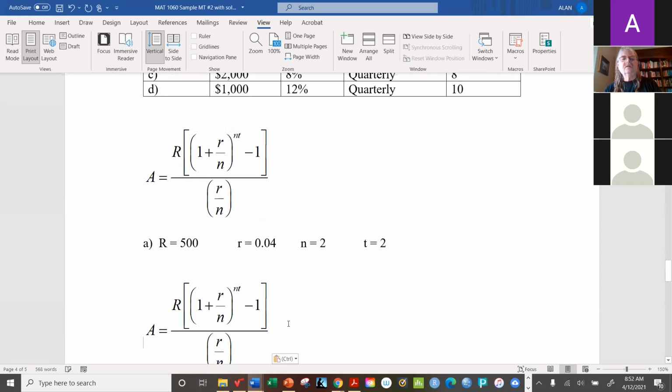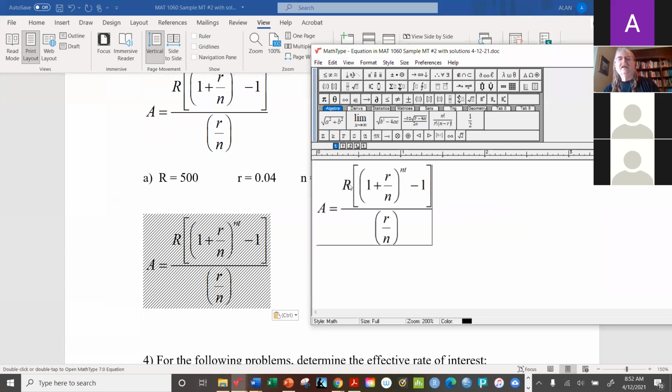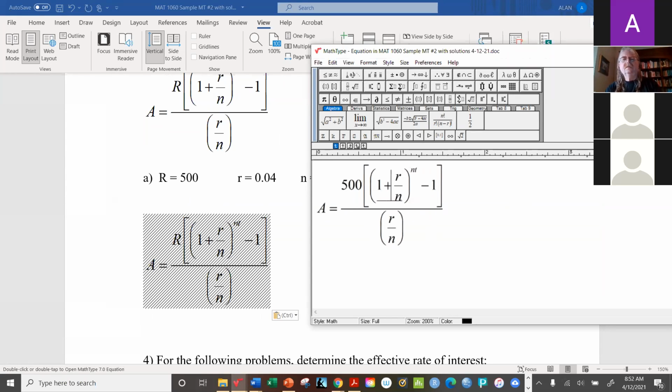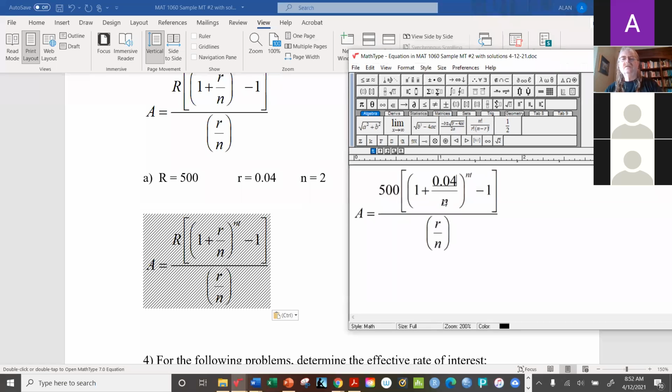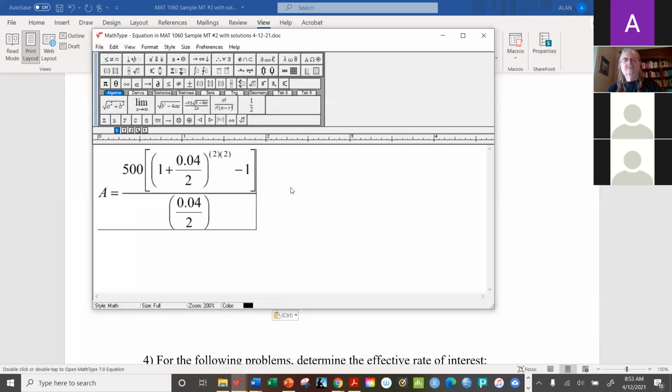Now, here's a case where you really, really want to simplify it as much as possible to avoid making mistakes. Okay, so you'll have 500. R is 0.04. The compounding frequency is 2. And this is a 2-year investment. Okay. So let's simplify it as much as we can.